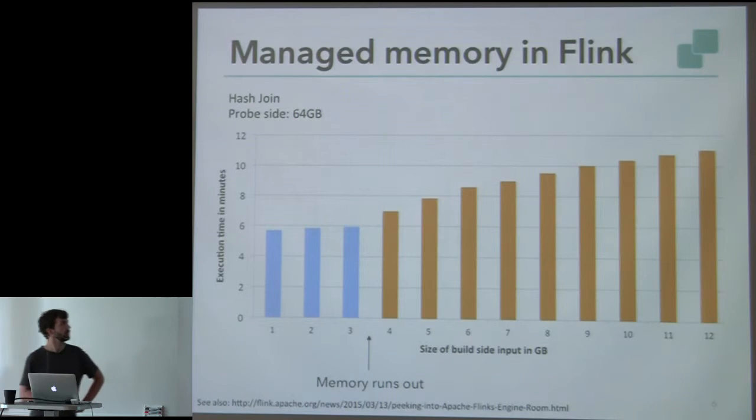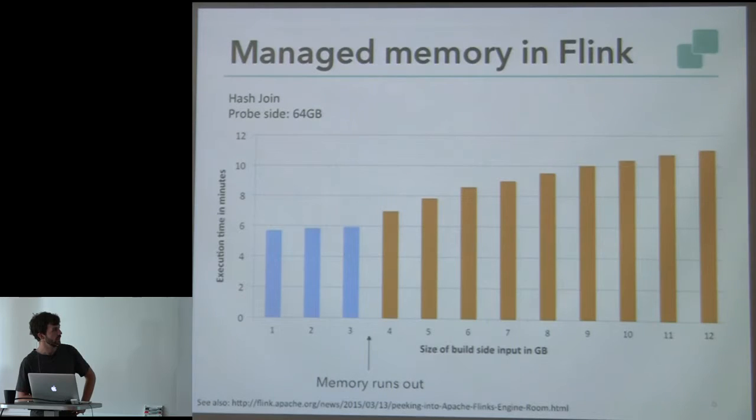Yeah, and we did a little bit of benchmarking to test the managed memory behavior. So what we did is execute a hash join. Well, you don't need to know what a hash join is, but if you know, it's nice. There are two inputs for the hash join: a probe and a build side. The probe side was fixed, and the build side is variable.